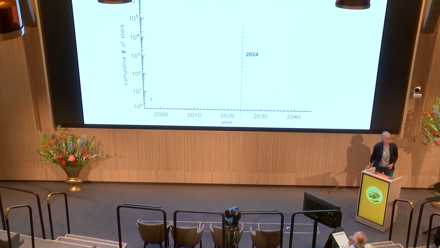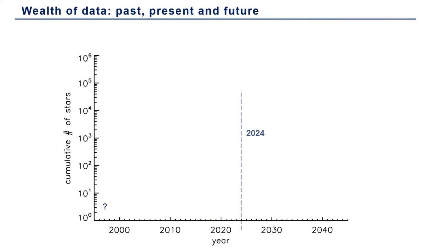Okay, so also we need some data. So this was a very theoretical picture. We need data, and I'm very schematically showing here what the evolution of the data is that we had.